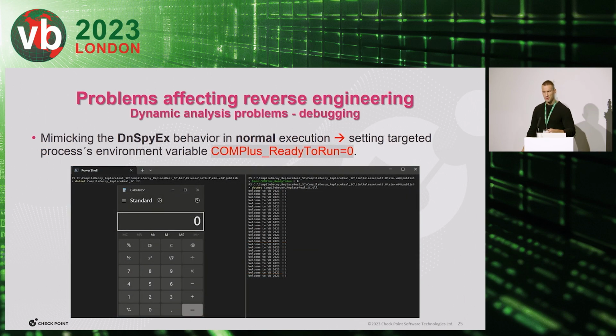We can also mimic the dnSpyEx behavior in normal execution. We can do it very easily by setting the targeted process environment variable, which is called COMPlus_ReadyToRun, to 0. Once we do that, it works basically like a switch off and switch on. If we set this variable to 0, the execution of the precompiled code will be switched off. And if we unset this environment variable, the precompiled code will be triggered and the ReadyToRun stomping was successfully executed.